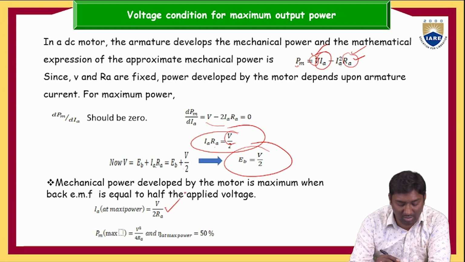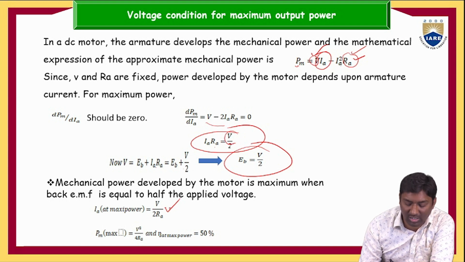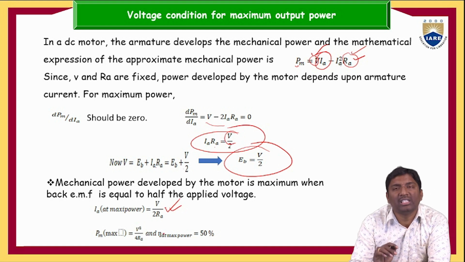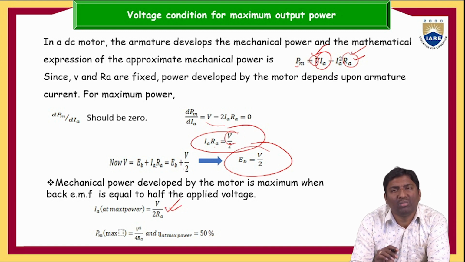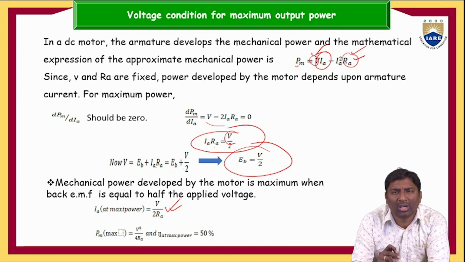So the maximum power, according to this equation, will be V square by 4 Ra, and the efficiency at maximum power will be equal to 50%, because the mechanical power developed by the motor is maximum when the back EMF is equal to half of the applied voltage. That's why at this condition the efficiency is equal to 50% only.